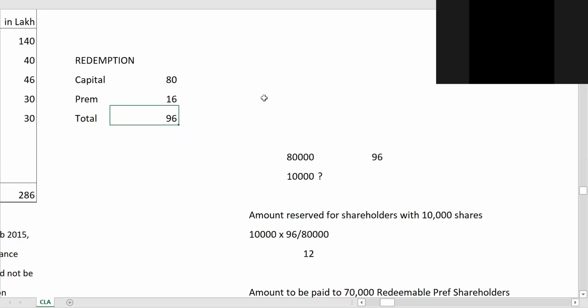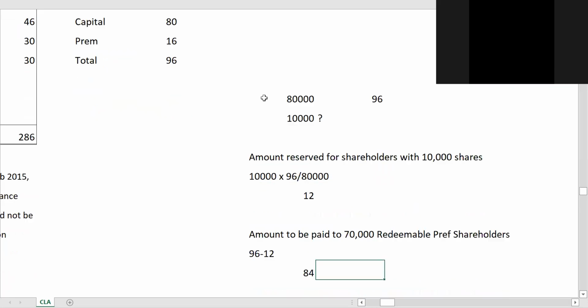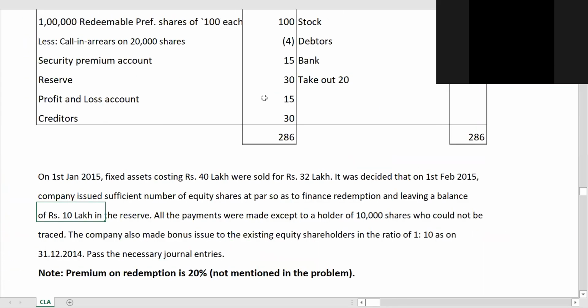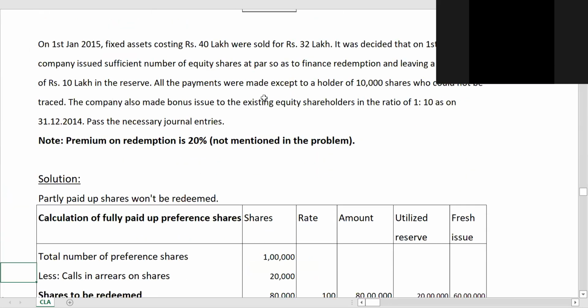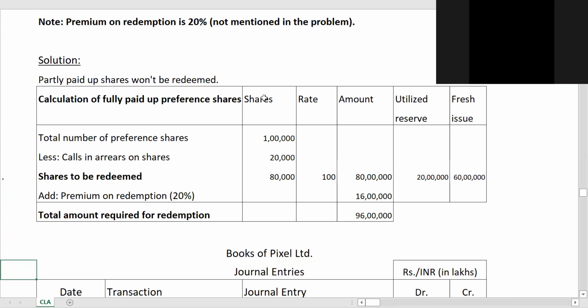Now out of this 96, we're just separating how much we need to give to 10,000 and how much to 70,000. I could have even put 70,000 here and calculated directly. This 84 has premium also and capital also. Yes, I got it. I was thinking that 20,000 was to be taken out. Okay, so let's go ahead with the solution.